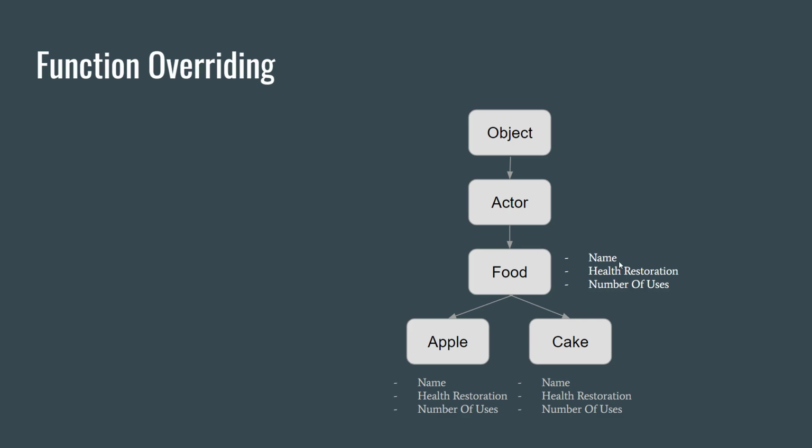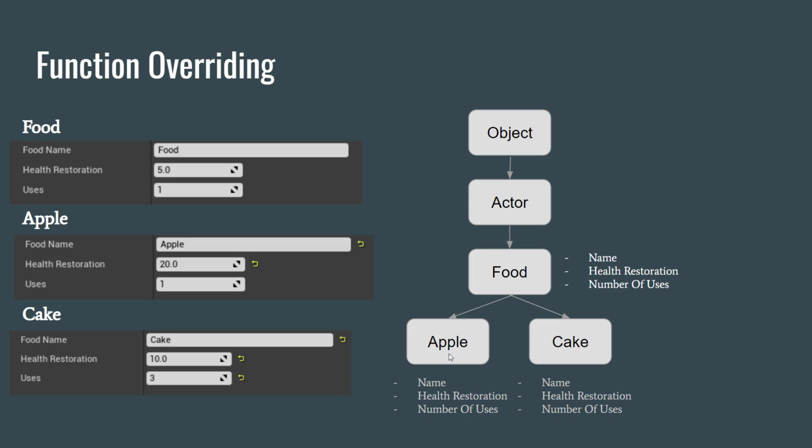So when you add those variables to the food blueprint or to the food class, any blueprint or any class that inherits from that food class will also inherit those variables. So our apple will now have a name. It will also have a health restoration, and it will also have a number of uses. And the cool thing about this is that even though you only added these variables to food, you can see inside of the food blueprint, you can set them to what you want, but you can also set them inside of the apple and inside of the cake.